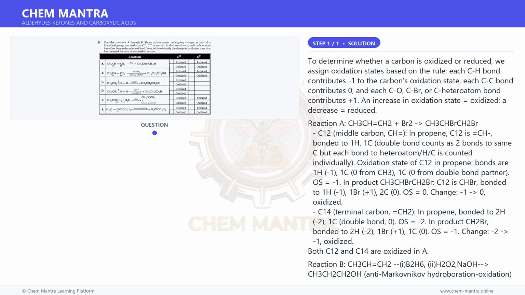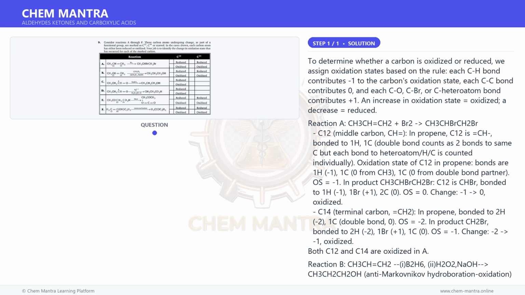Change -1 to -2, reduced. C14, the terminal carbon, is CH2 in propene, OS is equal to -2, as above. In product CH2O, bonded to 2H, -2, 1O, +1, 1C, 0. OS is equal to -1. Change -2 to -1, oxidized. C12 is reduced, C14 is oxidized in B.